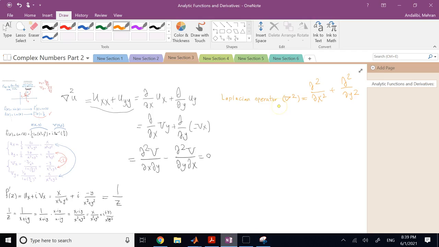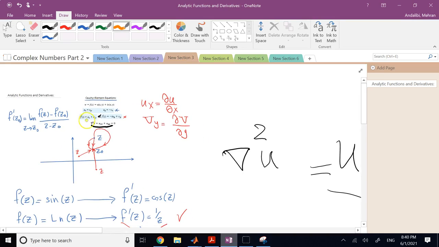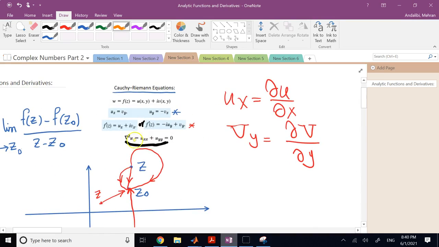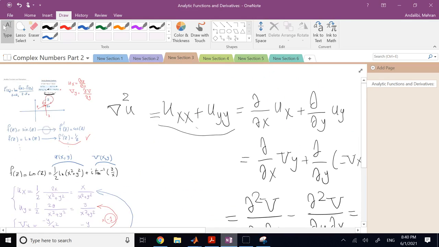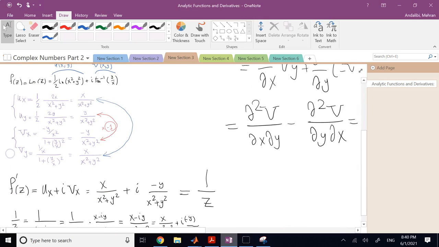Okay, so it's called the Laplacian operator, and you can show that u and v, the components of function f, both fit into this Laplacian equation, where the Laplacian is equal to 0. And therefore, again, I don't want to get into too much detail, it means u and v are harmonic functions. We call them harmonic functions. Okay, so let's not get into too much depth on that. But for the moment, these are the conditions for the derivative and how to take derivatives, okay?